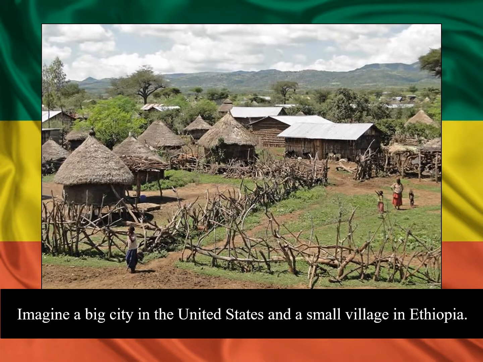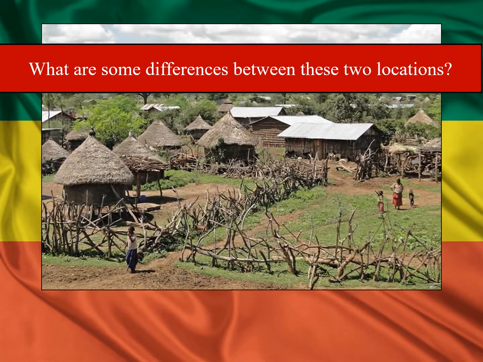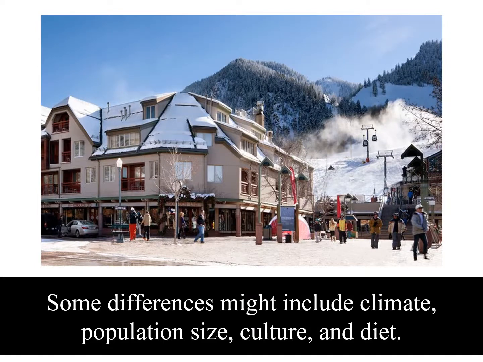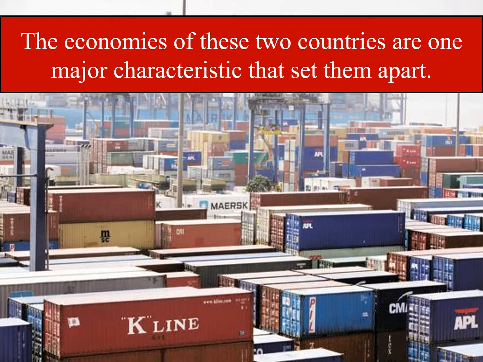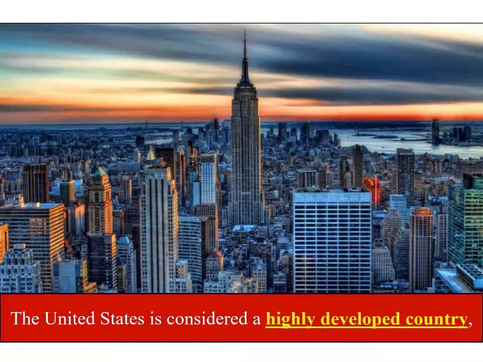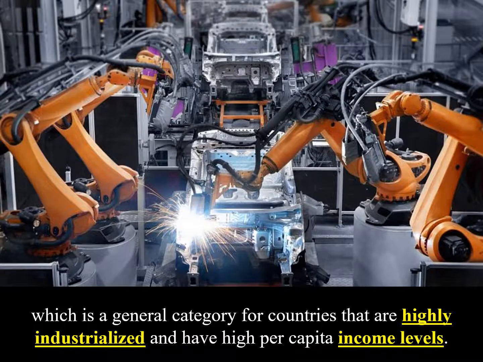Imagine a big city in the United States and a small village in Ethiopia. What are some differences between these two locations? Some differences might include climate, population size, culture, and diet. The economies of these two countries are one major characteristic that set them apart. The United States is considered a highly developed country, which is the general category for countries that are highly industrialized and have high per capita income levels.